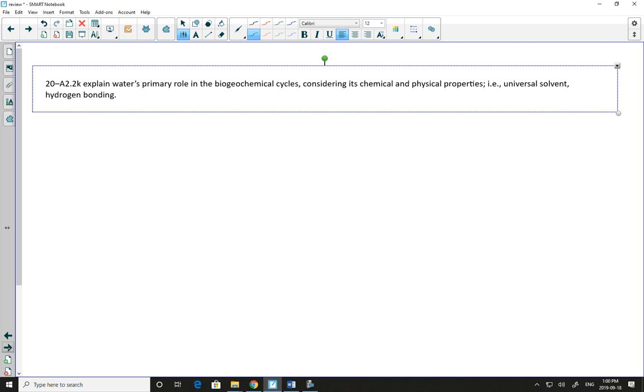Next is explain water's primary role in the biogeochemical cycle. Consider its chemical and physical properties. So water, I gave you that assignment you did on computers, and you answered a few questions about water. So why is water such a good solvent? Because water is polar, it has a positive end and a negative end.